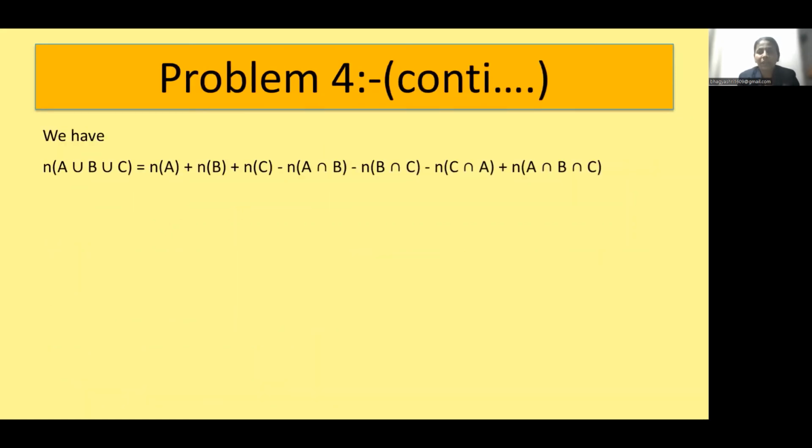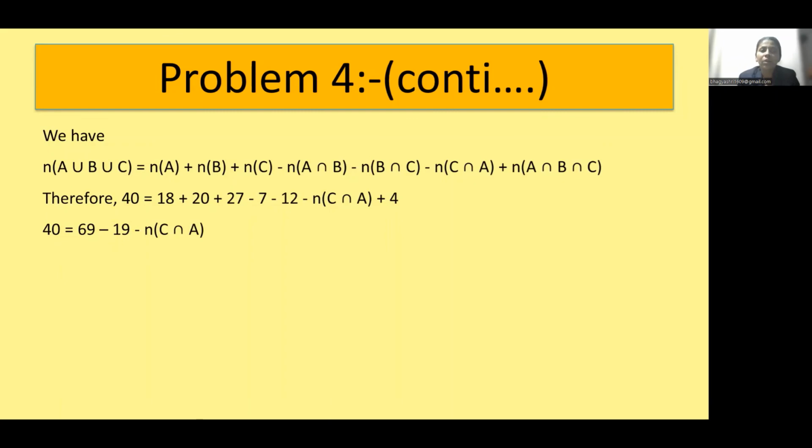We have the extended formula, n of A union B union C is equal to n of A plus n of B plus n of C minus n of A intersection B minus n of B intersection C minus n of C intersection A plus n of A intersection B intersection C. Now we put in all the given values, and therefore we will get n of C intersection A. By doing the calculation, we get n of C intersection A is equal to 10.